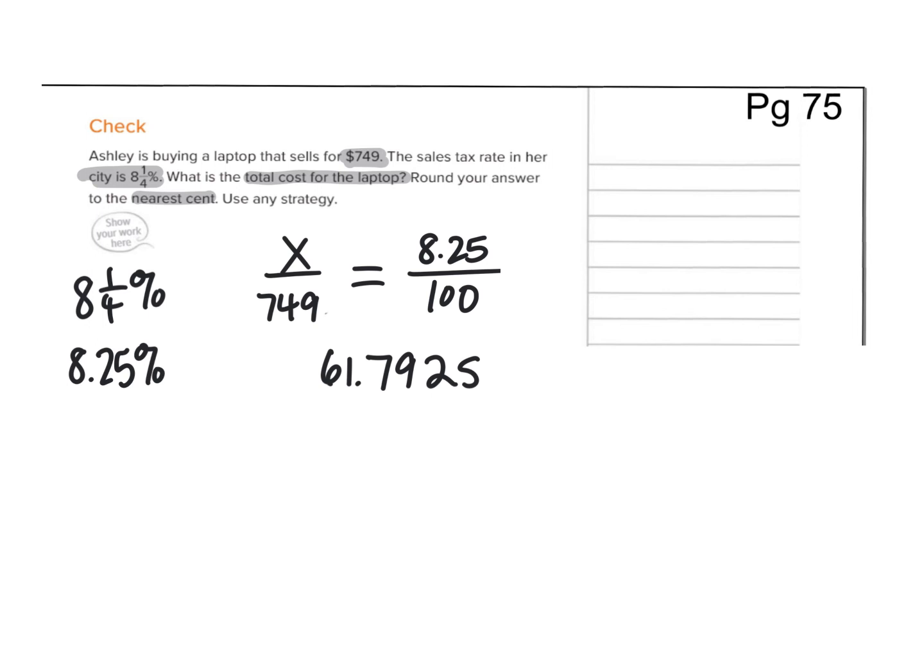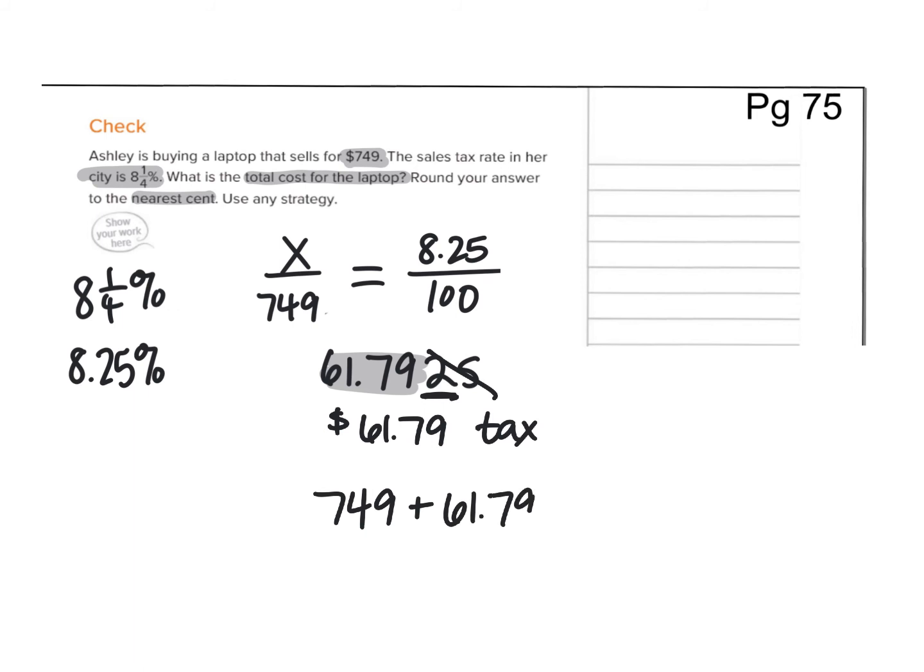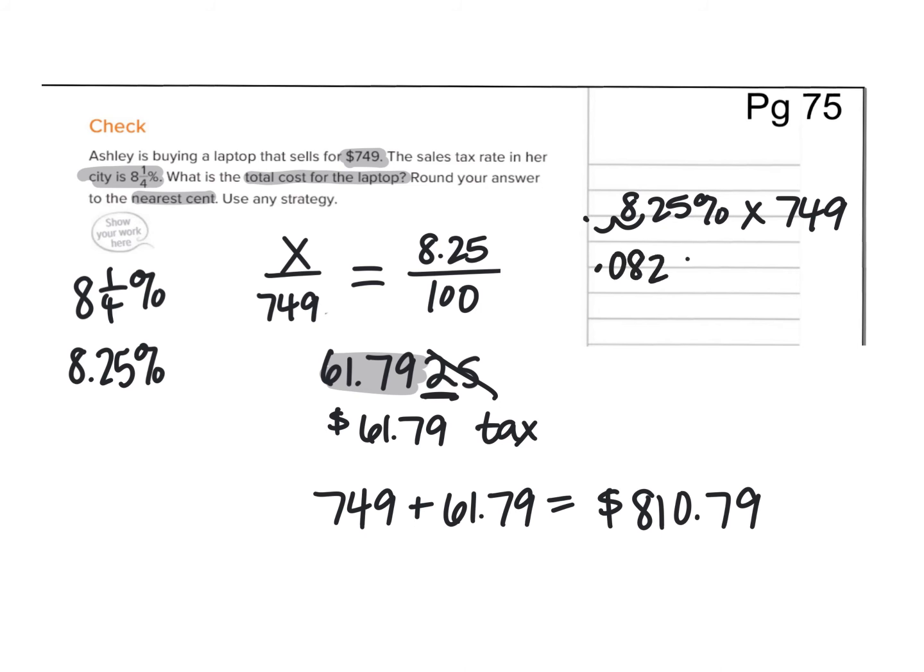$61.7925. Now remember, when you're doing money, you have two decimal spots. You look at the number after it. If it's 5 or higher, you round it up a penny. If it's not, then you just keep it. So she's going to pay $61.79 just in tax. So to find her total, I need to add $749 plus $61.79. That will give me the total that she pays. And her total is $810.79. Now, again, if you did it the other way, you could have done 8.25% times the whole, times 749. If I move it backwards, I get 0.0825 times 749, and I would still get the same answer.